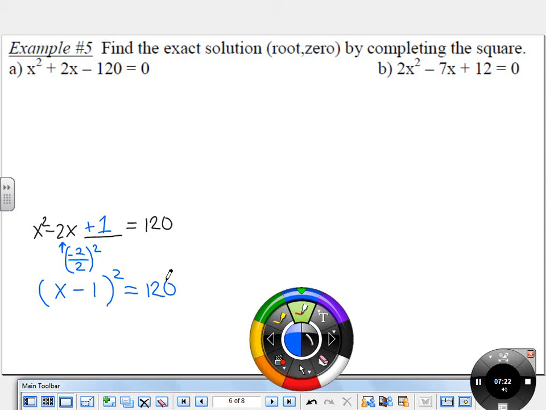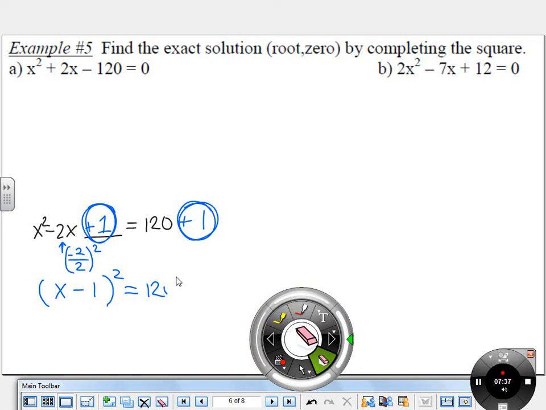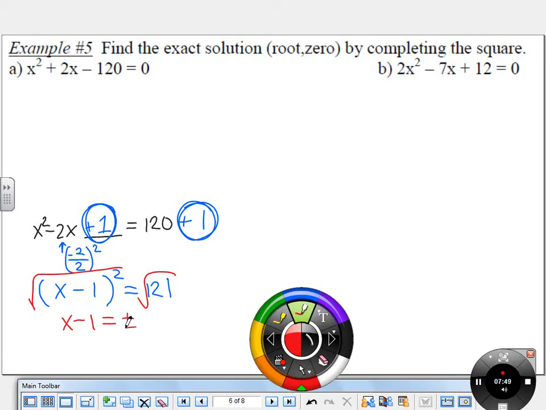Now, I did forget one very important thing about my right side. I can't just add 1 to the left side of the equation and have changed it and still say it's equal to 120. I would also have to add 1 to the right side of the equation. So this is actually going to be equal to 121. Now I'm going to go ahead, take the square roots of both sides, and this is going to give me x minus 1 equals plus or minus 11, giving me that x is equal to 1 plus or minus 11. So my two solutions are negative 10 and positive 12. And you could plug those back in and check and make sure that they work.